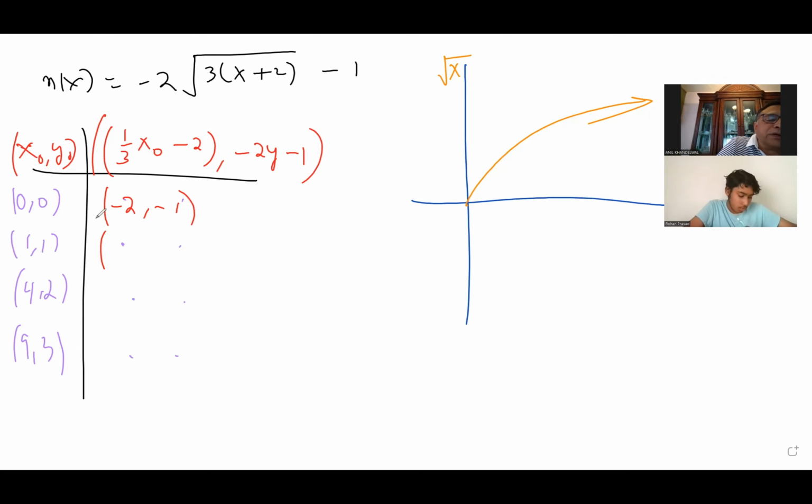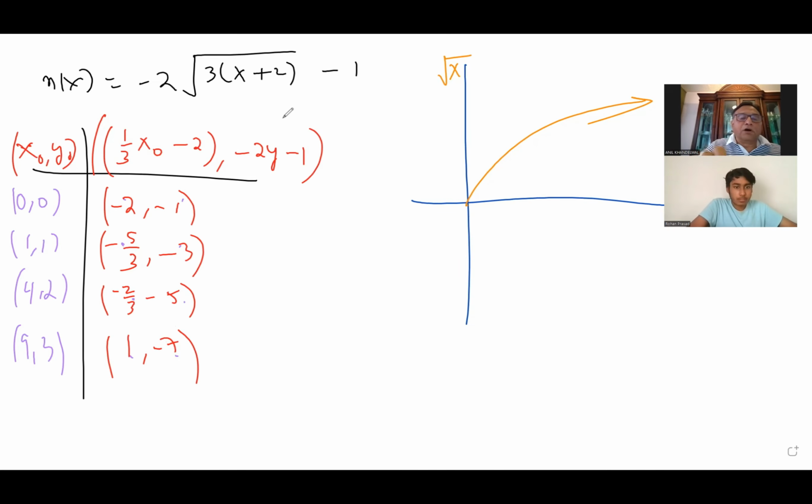Tell me your values, which you calculated. For 0, 0, I got negative 2 for x, negative 1 for y. For 1, 1, I got negative 5/3 for x and negative 3 for y. For 4, 2, I got negative 2/3 by negative 5. And for 9, 3, I got 1 for x and negative 7 for y. That's correct. Now, how will the graph look like?